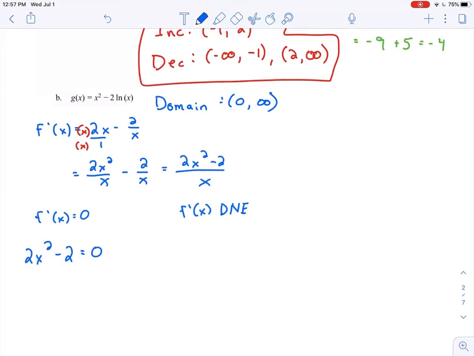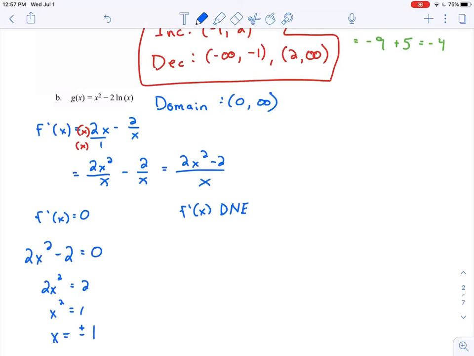So I can solve this equation either by factoring or using square roots. Either one will work just fine. I will solve using square roots here. So 2x squared is equal to 2, x squared equals 1. Here x equals plus or minus 1.